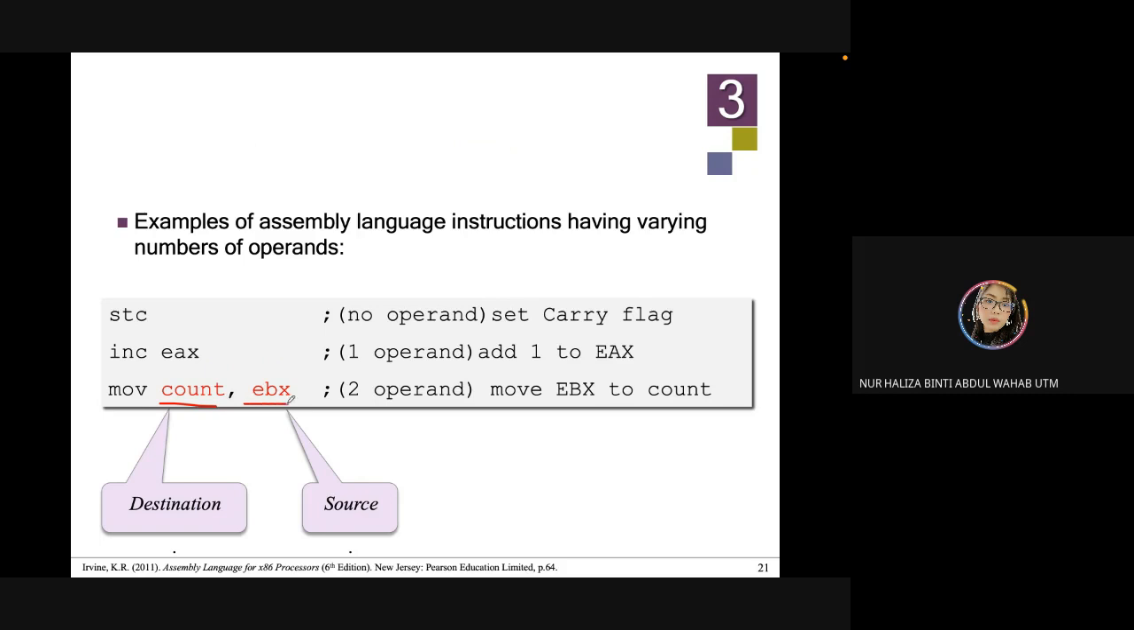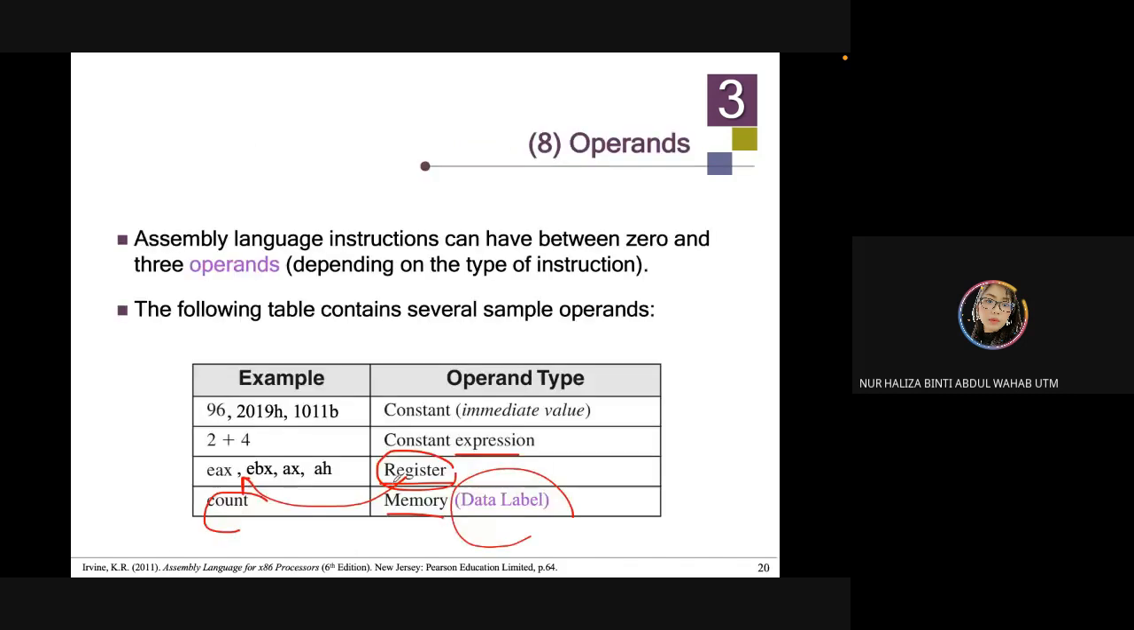Okay, so it is not like normal things, where normally you must write the source first and then the destination, but it's vice versa in your assembly language. You're going to write destination first, then you put the source. Move, right? You're going to move to your count from your EBX. Then you can see count is your data label.